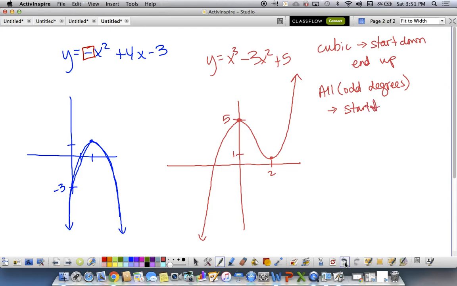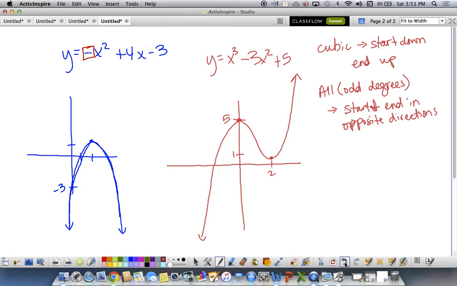Oh, I cannot write today, I'm sorry. Opposite directions. So if it starts down, it ends up. Okay, that's the way they normally will go.